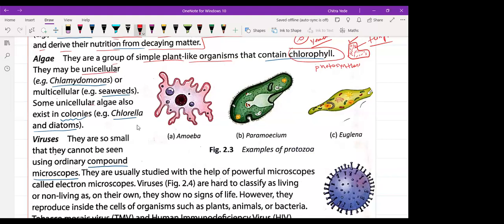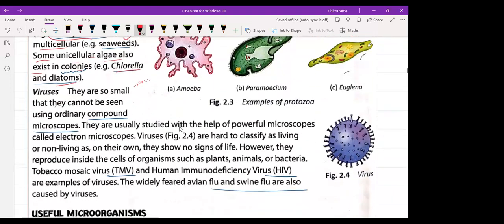They may be unicellular, like chlamydomonas, or multicellular, like seaweed we just discussed. Some unicellular algae also exist in colonies, like Volvox and diatoms. They are single cellular, but they are generally present in colonies, beta. Colonies are like many unicellular organisms present together. So this is about algae.